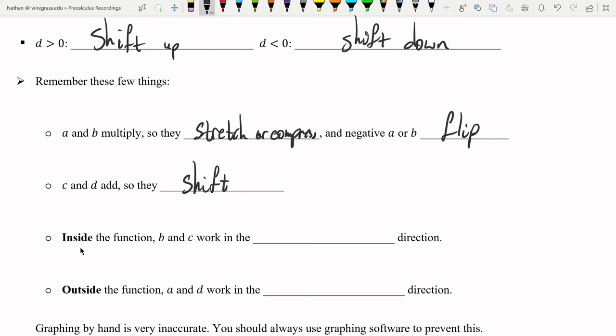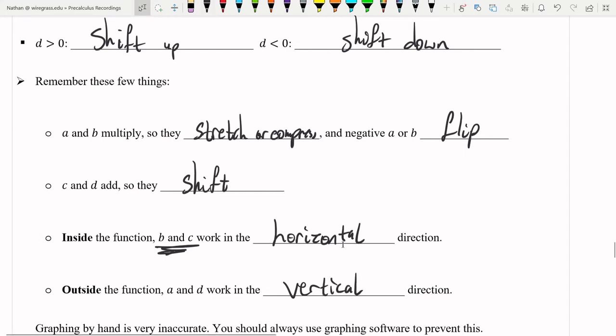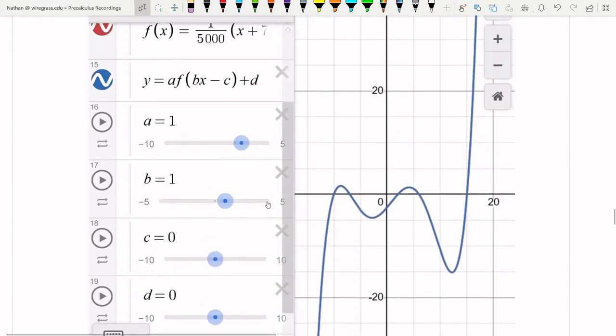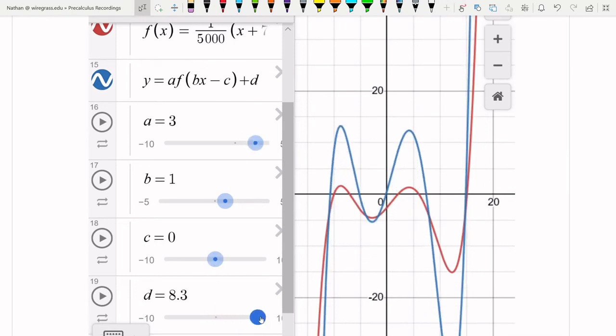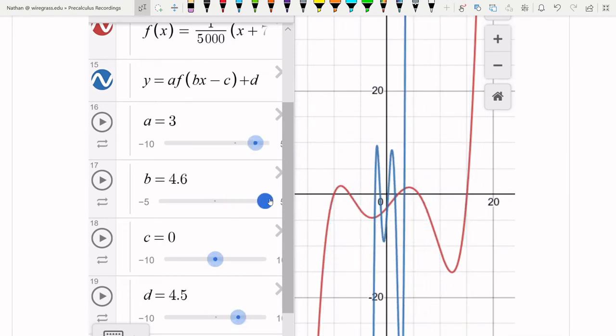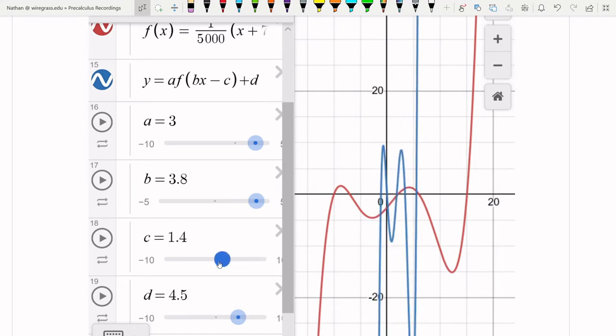Now, inside the function, we have B and C, and B and C work in the horizontal direction. A and D are on the outside, and they work in the vertical direction. Those are the key things to note if you can't remember what each one individually does. Of course, you can just graph the functions themselves and play around, right? A is in the vertical, D is in the vertical, B is in the horizontal, C is in the horizontal.